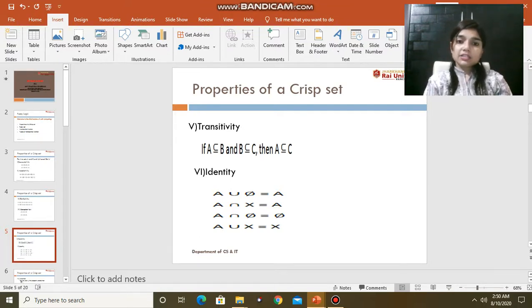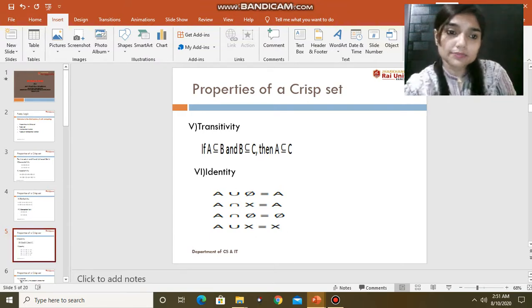Now comes the identity law. Here phi represents a null set and X represents the universal set. The identity law states that A union phi is always equal to A, and A intersection phi is always equal to phi. It also states that if X is a universal set, then A union X is equal to X and A intersection X is equal to A.